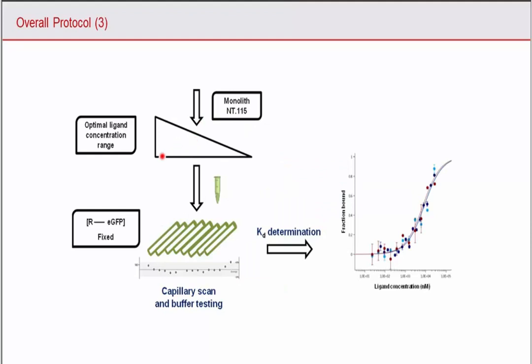So you have to determine the optimal ligand concentration range to get access to the KD of your complex. Basically, you want the highest point of your concentration range to be 40 times the estimated KD, and then perform a twofold dilution series. You can also go for another type of dilution too. You can then perform a capillary scan and buffer testing, as I talked about previously, and can determine a KD purification-free using this protocol.